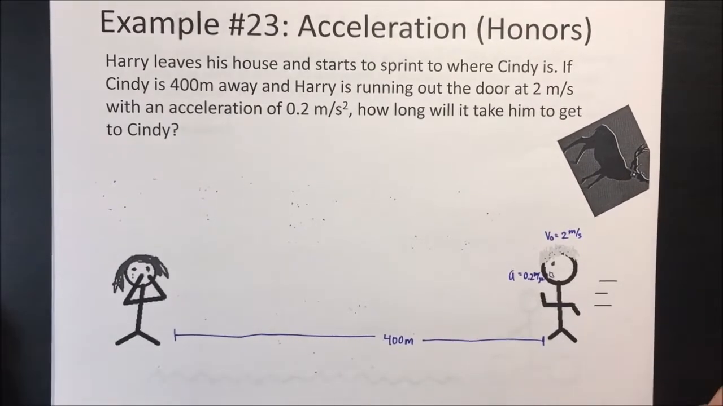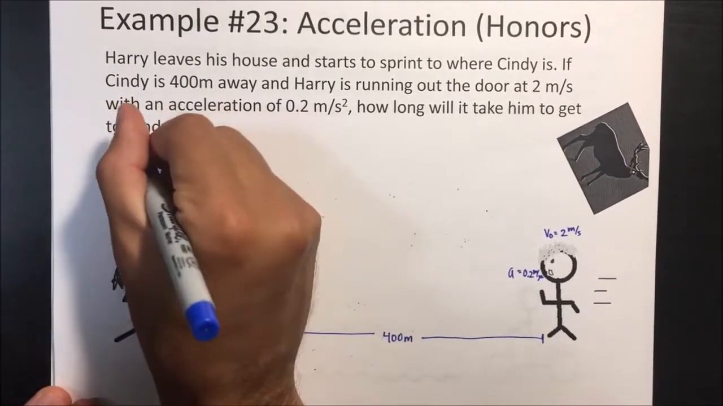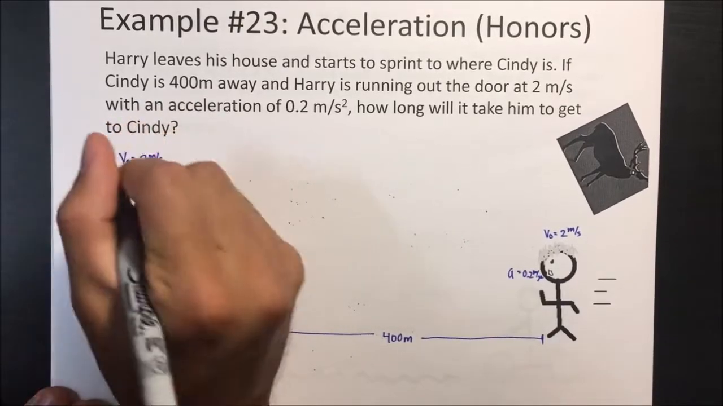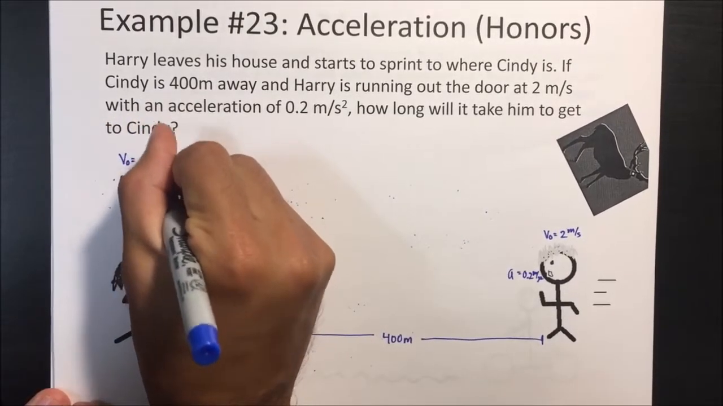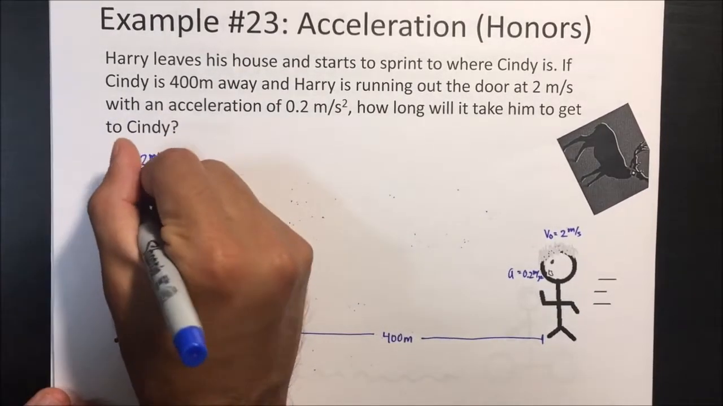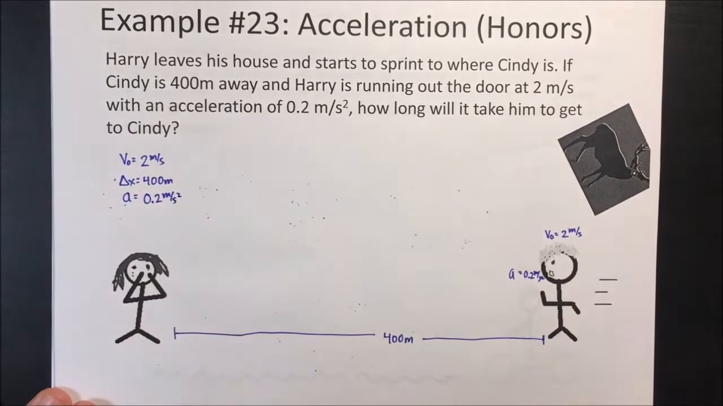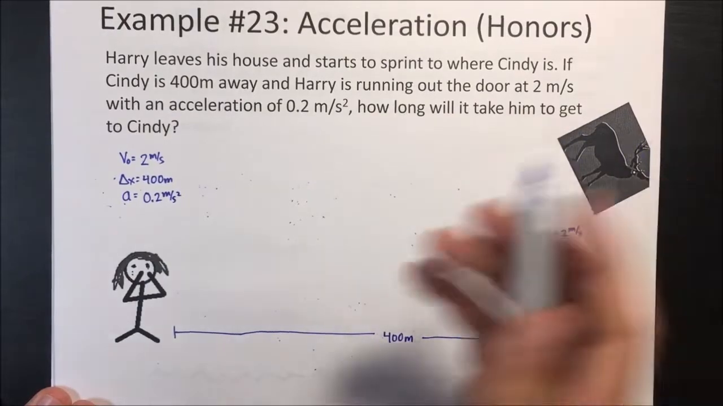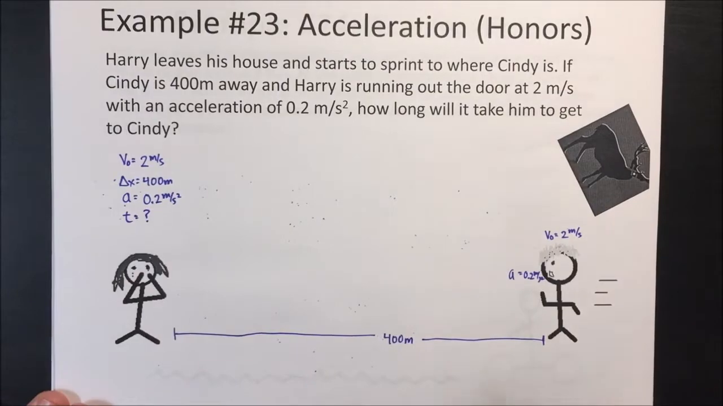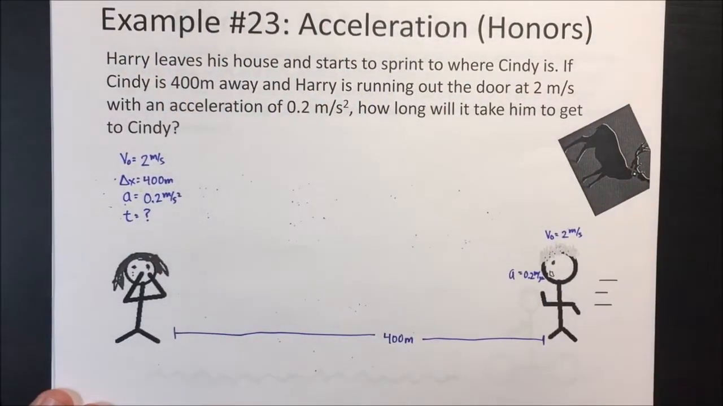So we want to write down everything we have. We know initial velocity is 2 meters per second. Displacement is 400 meters. Acceleration is equal to 0.2 meters per second squared. And what we're looking for, how long will it take him to get there? So the time. Even though I drew this from left to right, I'm just putting everything into positive because it doesn't say any direction or anything like that.